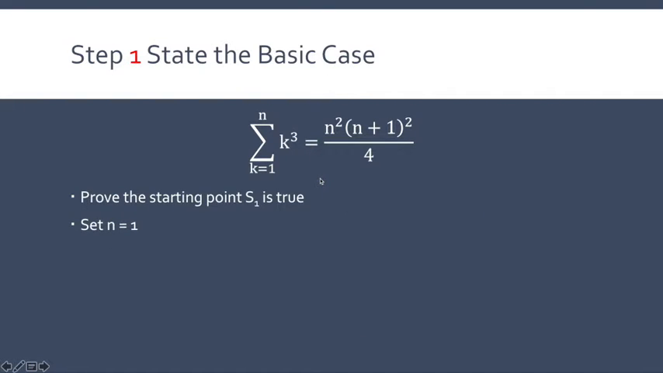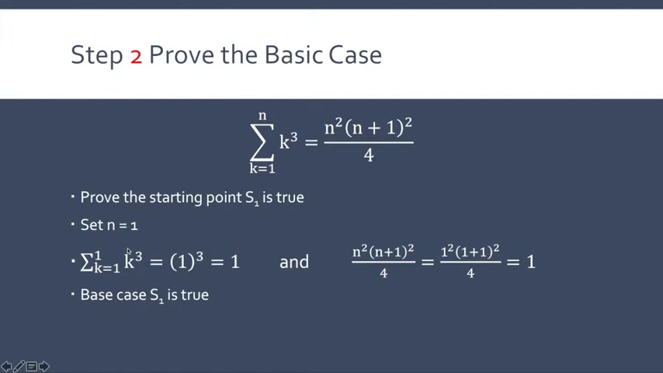So for the base case, we're going to set n equals 1. When n equals 1, we have 1 cubed on the left hand side, and then we have 1 squared times (1 plus 1) squared, which is 2 squared, over 4, which is also 1. So the left equals the right. That means the base case is true.